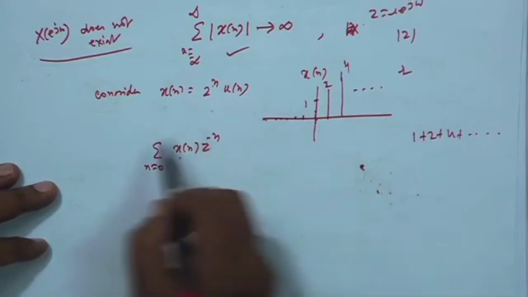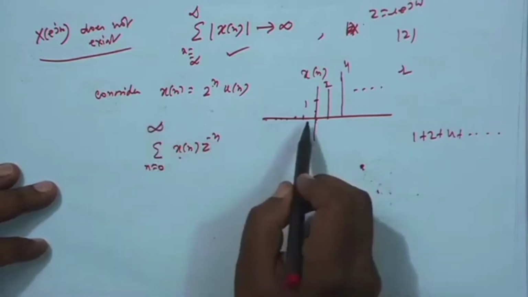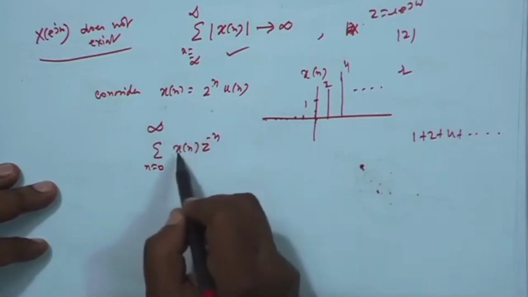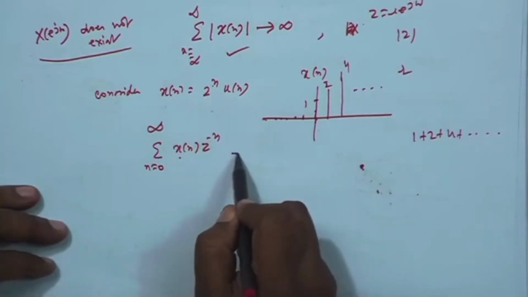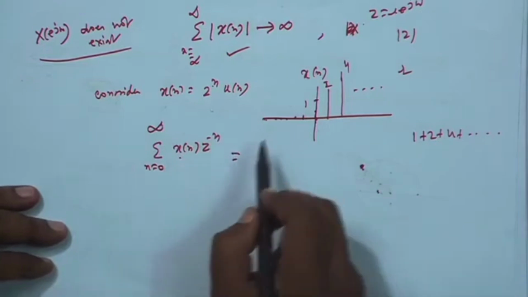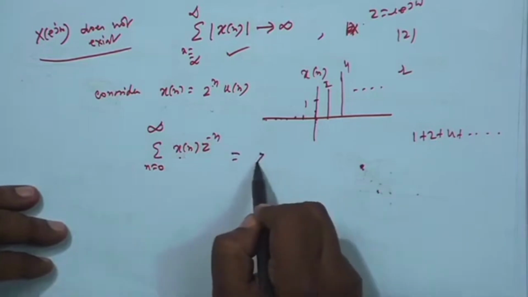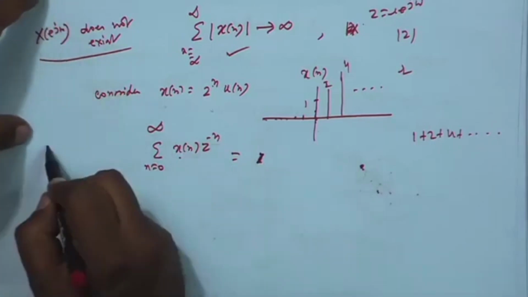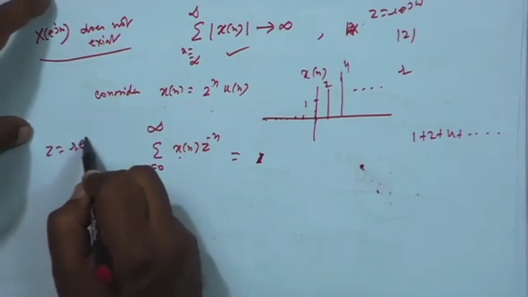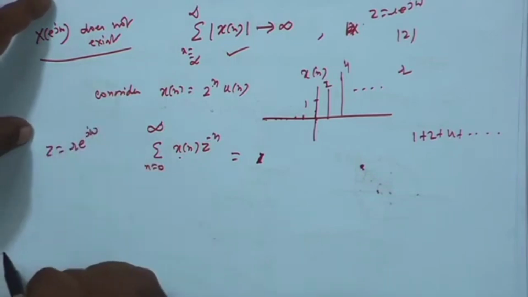I start from n equal to 0 and go on to infinity, because for n less than 0 the sequence x n has values 0. So, the product is 0. So, no point in considering them. Okay. So, this means 1 into, you see this summation, at z you write r e to the power j omega, all right.